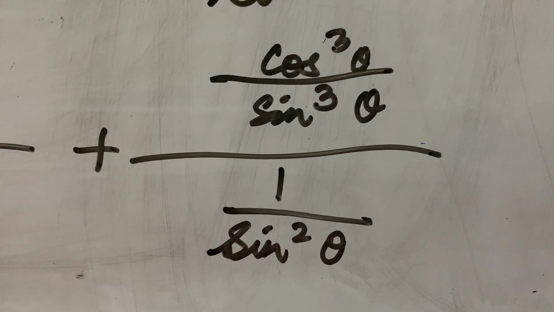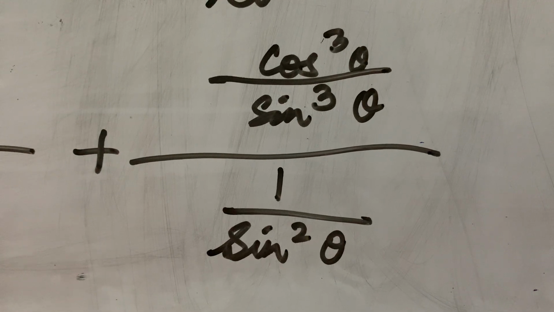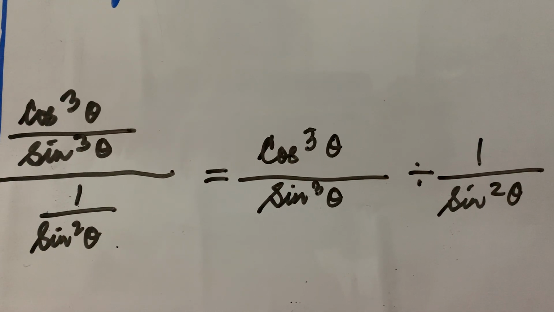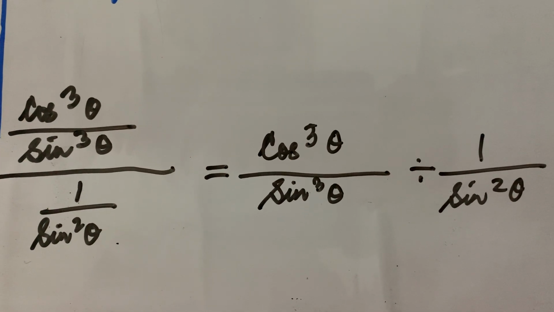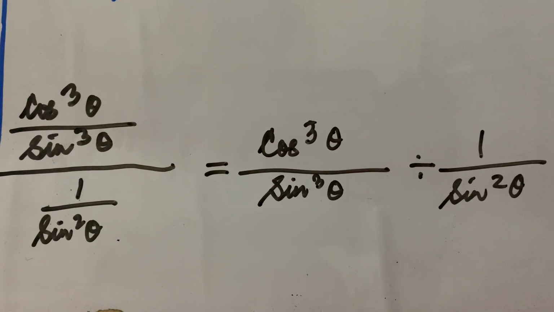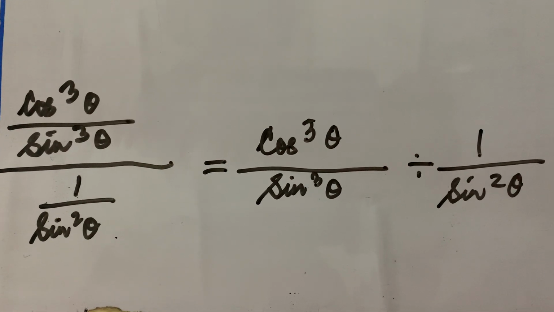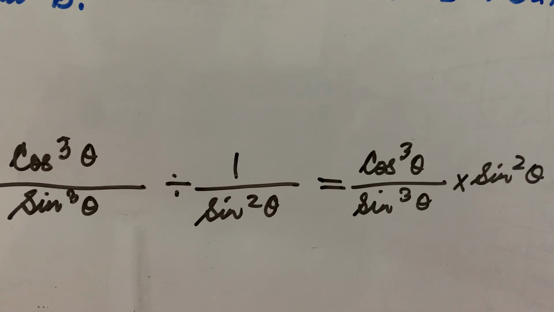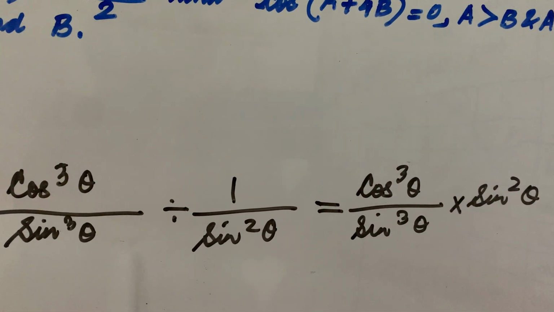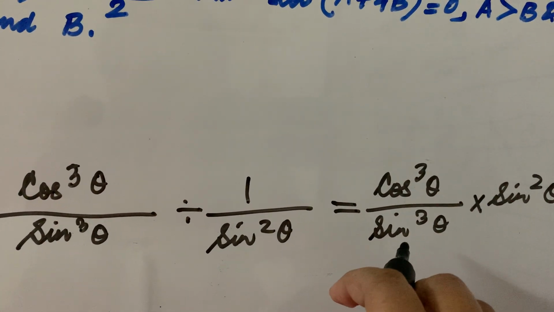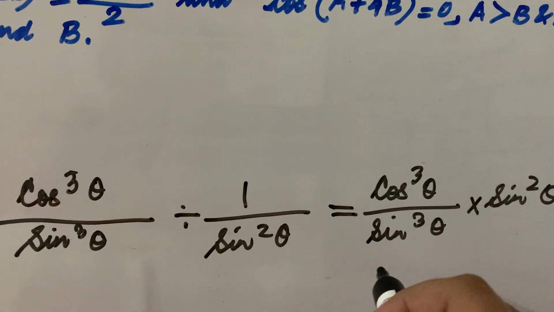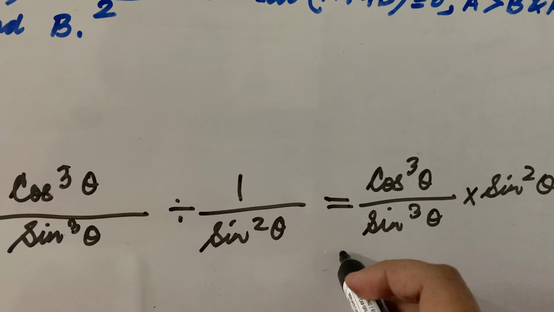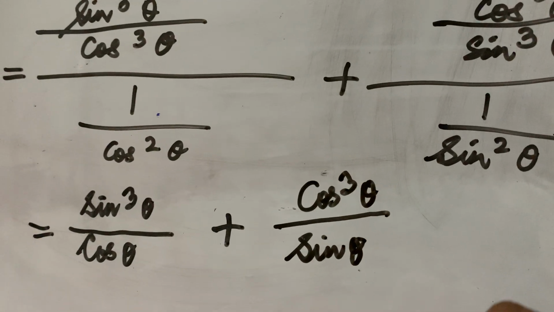Similarly, let's do this calculation. Cos cube theta by sin cube theta divided by 1 by sin square theta, which gives cos cube theta by sin cube theta into sin square theta. Now the numerator is sin square, the denominator is sin cube, so this gets cancelled and the denominator remains as sin theta, and the numerator remains as cos cube theta. So this is the term which we get.